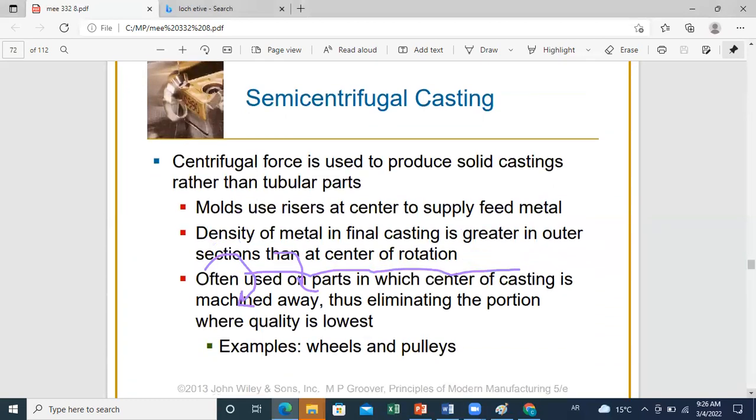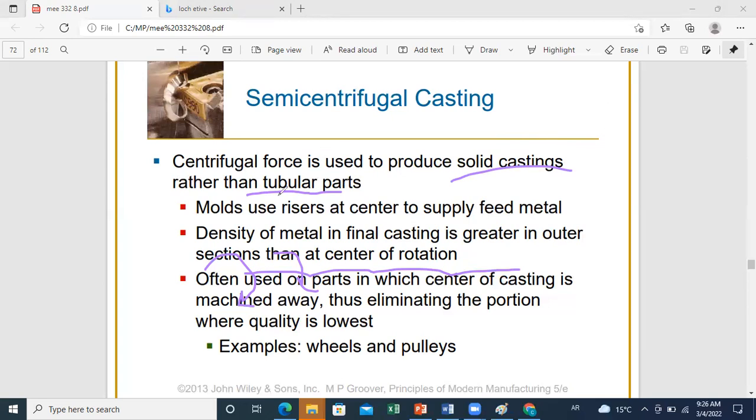Now, what about semi-centrifugal casting? In centrifugal casting, the centrifugal force is used to produce solid casting rather than tubular parts. When we talk about tubular parts, in general, the thickness is not very large. If you have to produce a rotating geometry, but you should have a solid casting, so you don't have a hole inside, you need other techniques.